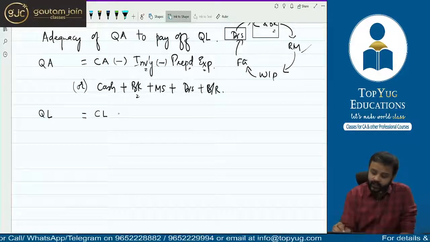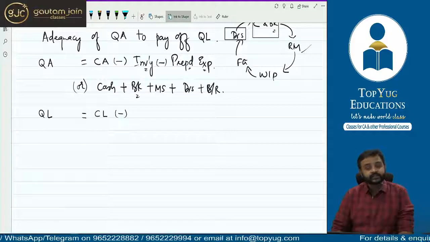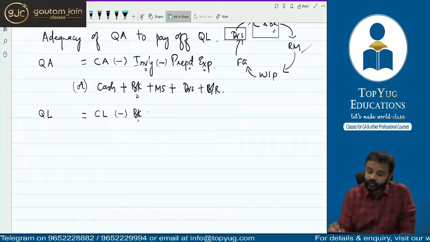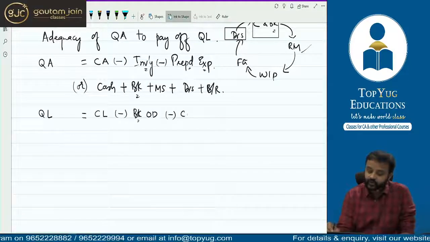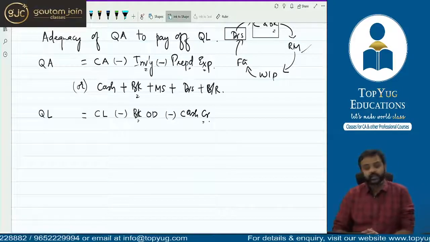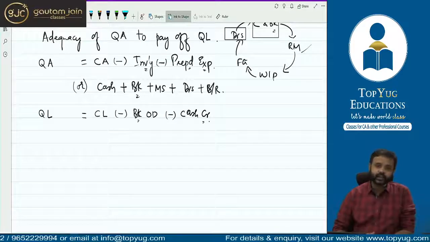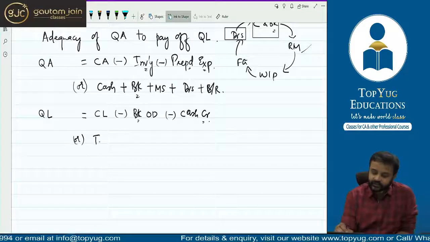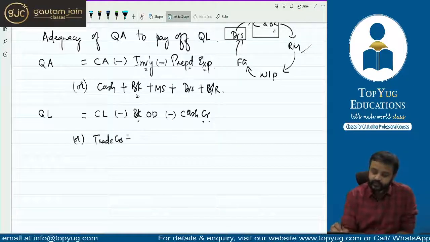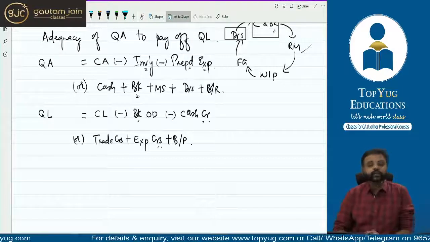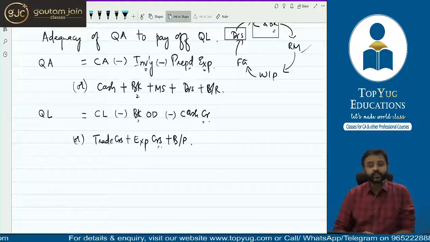Now, one way of calculating quick liabilities is to subtract the bank overdraft, or you can say cash credit, from the current liabilities. Or the other way of finding quick liabilities is to take trade creditors, maybe some expense creditors, or maybe some bills payable. Yes, that is nothing but quick liabilities, meaning you might have to pay them anytime, right?